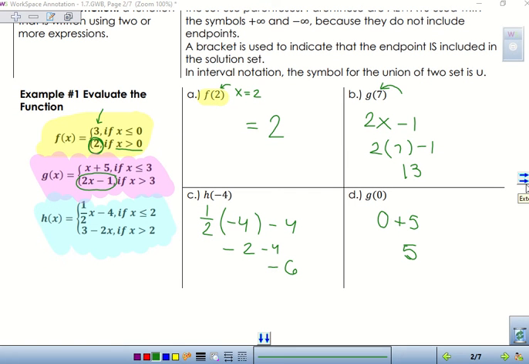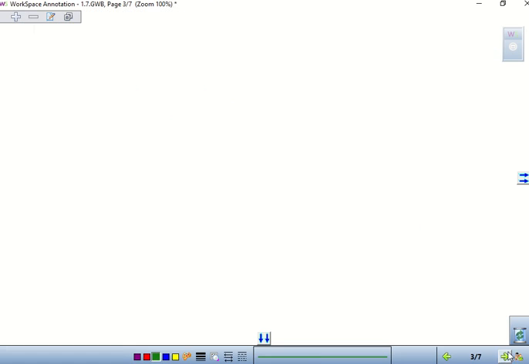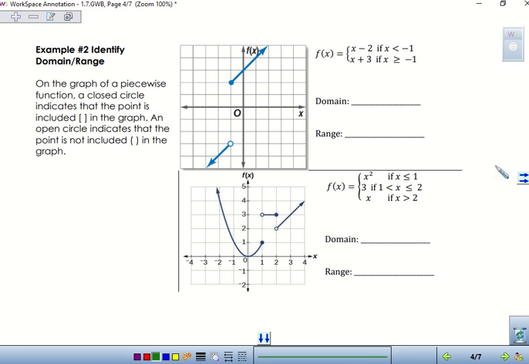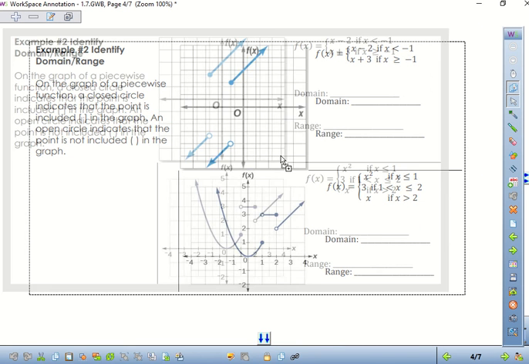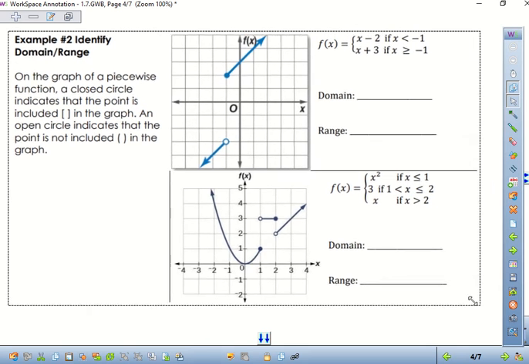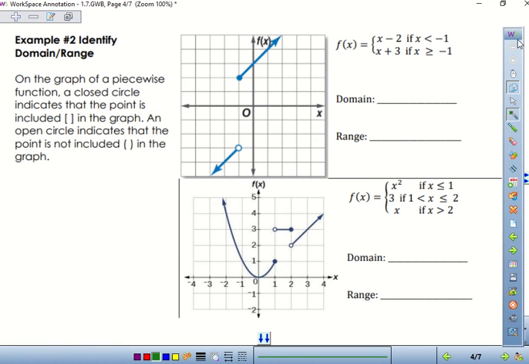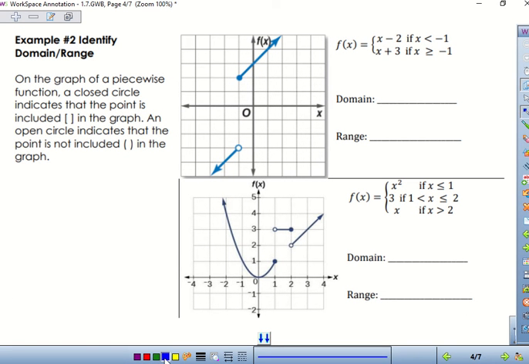Now, we're going to go into the graphs of piecewise functions. So, stage 1, we're going to just start by identifying the domain and the range of the piecewise functions. So domain is all the possible x that this function will take on. I'm going to show you how to do this algebraically and visually, okay?